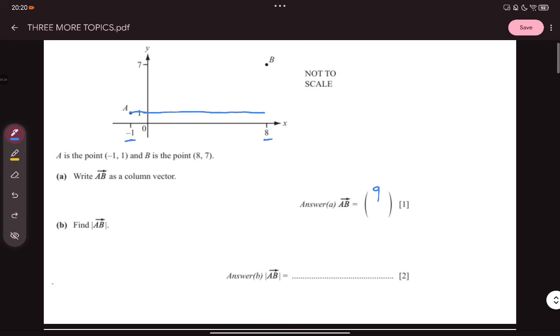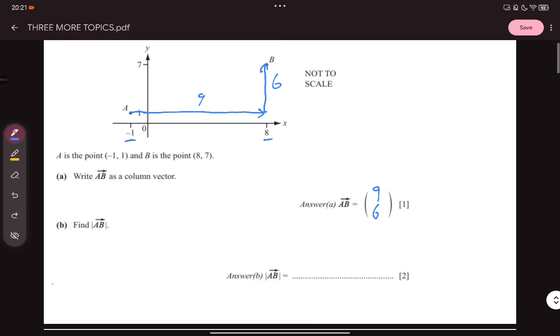And then the question is, how far up do I go? So I'm starting at 1 and I'm moving up to 7 on my y-axis. So I'm starting at 1 and moving up to 7. So I've moved up 6 places. So I move 9 places that way from -1 to 8. And I move 6 places that way from 1 to 7 on my y-axis. So that's all they're asking us for. Writing down the column vector, how far across do I move, how far up do I move if I'm moving from the point A to the point B.